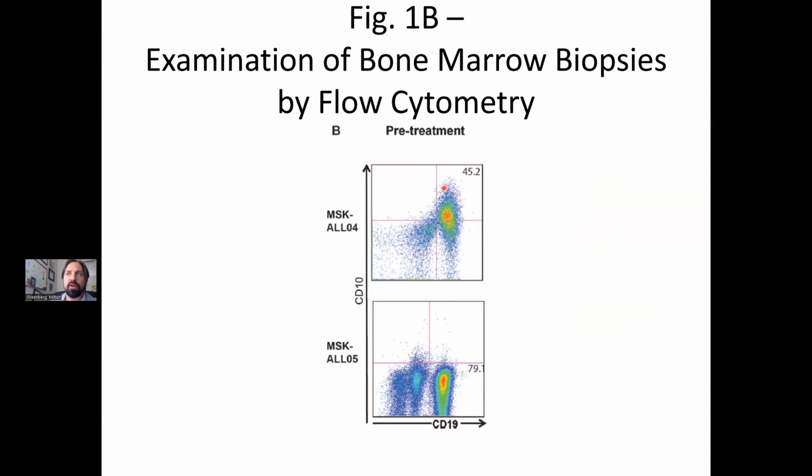An important thing to notice here is that these cancers are a little different. These patients don't have identical cancer. Patient 4, their cancer is CD10 positive, CD19 positive. Patient 5, it's CD19 positive, CD10 negative. So the fluorescence is high for CD19, but not high for CD10. What does that mean? That means that these patients' cancers are not identical.